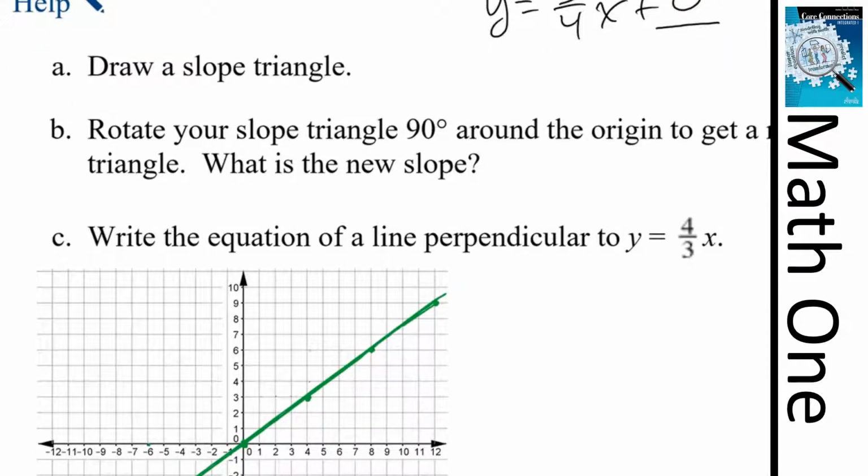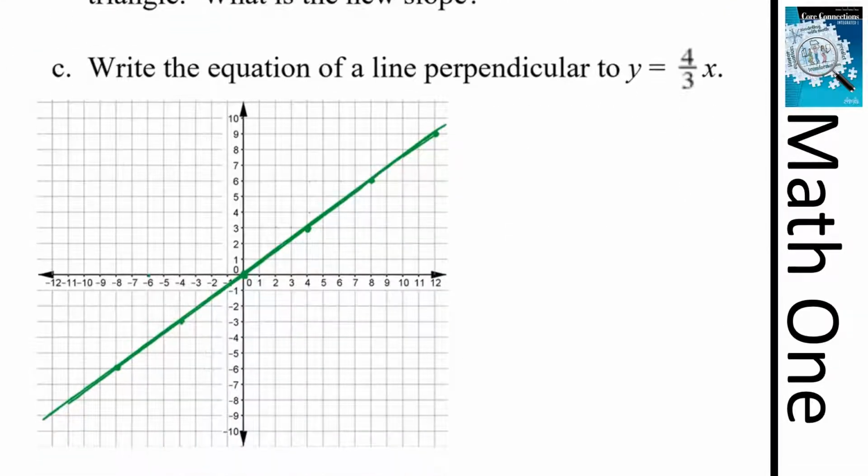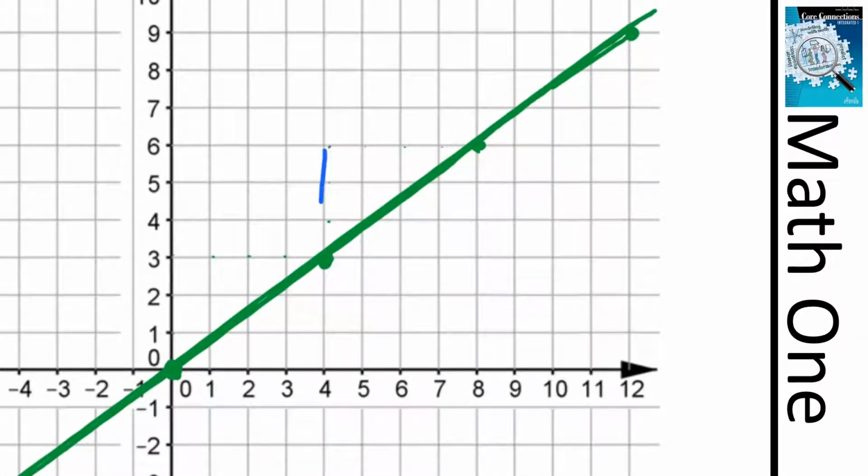Part A says draw a slope triangle. Okay, so there's a lot of different ones I could pick, and I don't think anyone's right or wrong, but this is a slope triangle right here, and I'm just going to go up the 3 units, and I'll do that in blue, and then from there I'm going to run 4 units to the right. So you can see that is a slope triangle for this particular line, up 3/4.